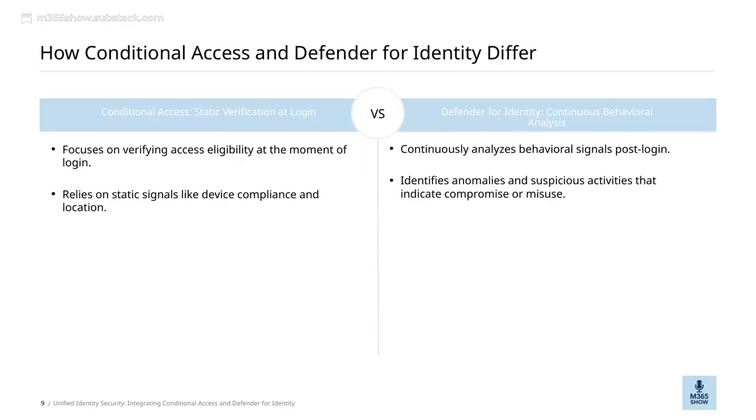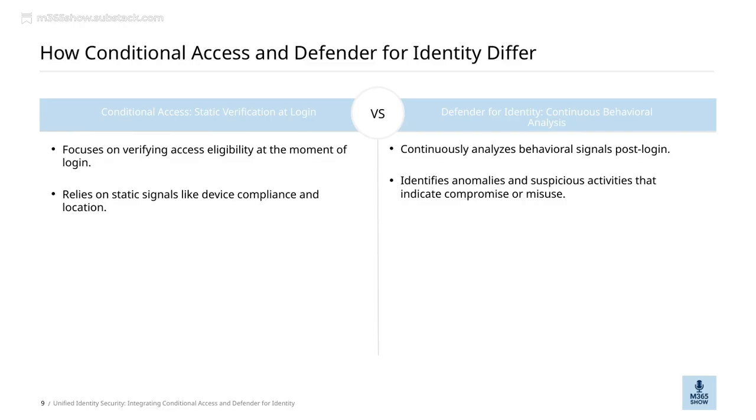Let's take a closer look at how Conditional Access and Defender for Identity differ, and how they work together to provide a unified approach to identity security. First, Defender for Identity focuses on continuously analyzing behavioral signals even after someone has logged in. It keeps an eye on user activity, looking for anomalies or suspicious behaviors that might suggest compromise or misuse. This ongoing monitoring helps us detect threats that might develop over time or after the initial login.